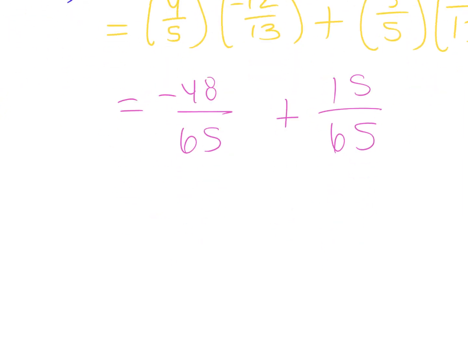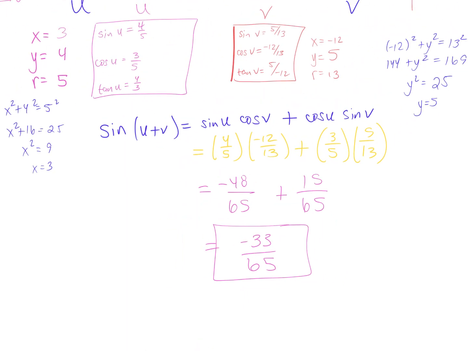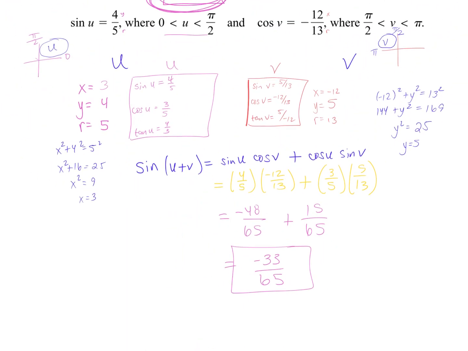Now, can we simplify a little more? Yes. What's negative 48 plus 15? Negative 33 over 65. And if you can simplify more, go ahead. This one doesn't. But there's your answer. So we had to do everything from chapter 4 to set us up to be able to plug in everything for chapter 5. Do you guys see that? Not incredibly difficult. A little tedious, yes. Takes a little bit of time, but nothing that you guys can't handle.